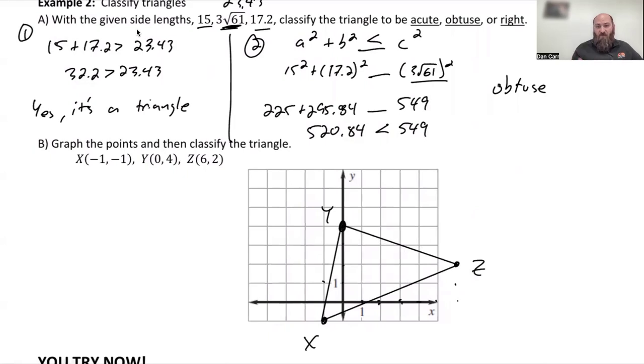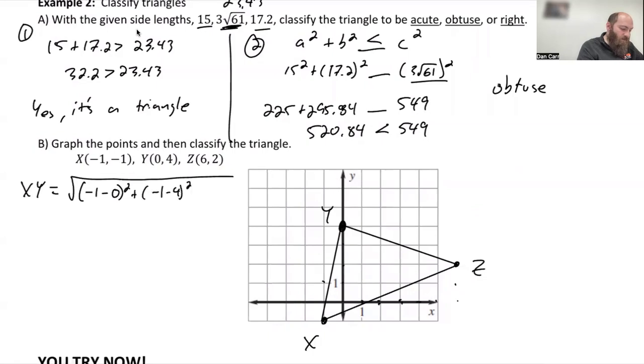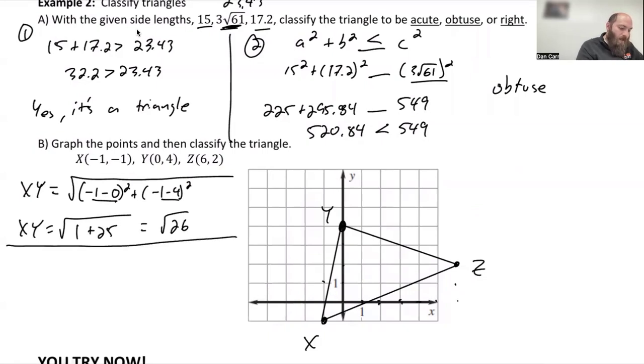So what I need to do is find all these different lengths. I'll just do this with the distance formula. So XY is going to equal the square root of -1 minus 0 squared plus -1 minus 4 squared. That's -1 squared, which is +1, and -5 squared, which is +25. So that's equal to the square root of 26. I'm just going to leave it like that for now.